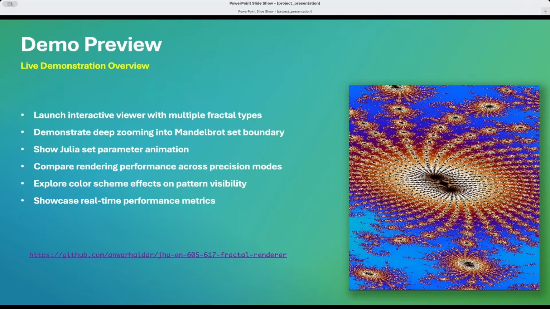Now let's see the system in action. I'll start with the classic Mandelbrot set and zoom into regions where infinite complexity emerges. Then we'll explore Julia sets with real-time parameter changes, compare single versus double precision, and experiment with different color schemes. Throughout the demo, you'll see live performance metrics showing hundreds of frames per second while computing billions of iterations. Let me switch to the live demonstration now.